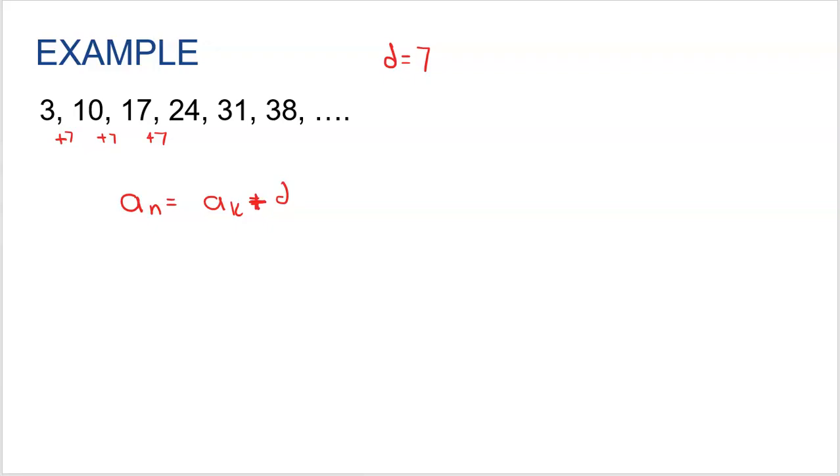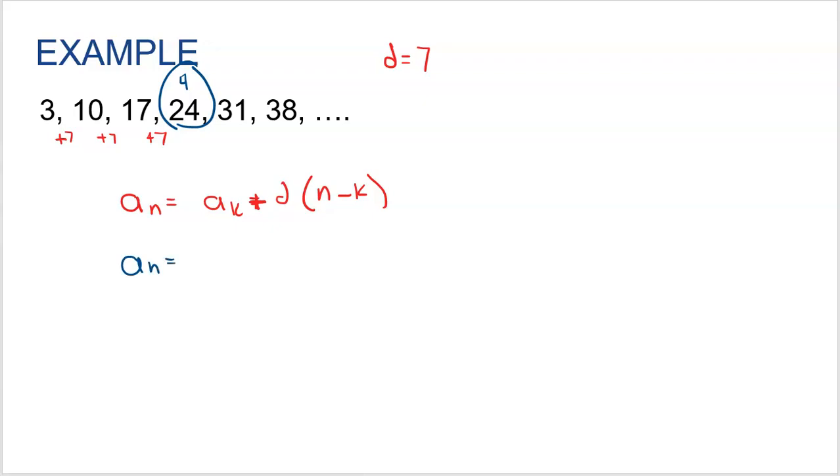That's a plus sign right there. And then it's times n minus k. Okay, watch how easy it is to use this formula. It's so easy. All you have to do is pick a term. Any term you want to use. Doesn't matter. I'm going to use the fourth term. So the fourth term is 24. That's the term I'm going to use. All right, so here we go.